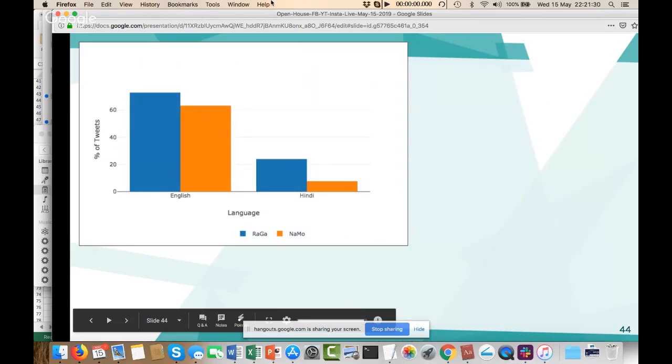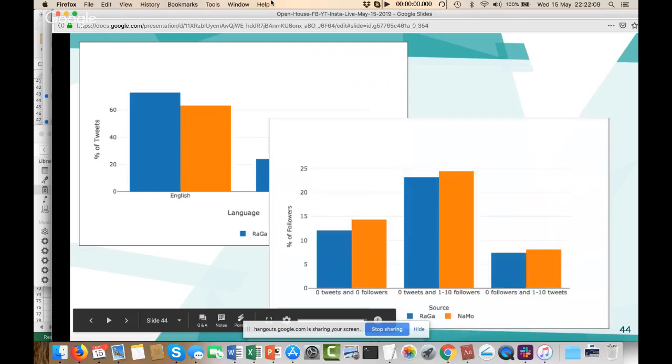So the next one was the language that they post. This is the language that Twitter itself provides in every tweet that we collect, or every tweet that you can get from Twitter. There is a language tag that you can actually find. So this shows that they both are talking in very similar terms, with a very small difference in English, but a larger difference in Hindi in terms of the tweets that are posted.